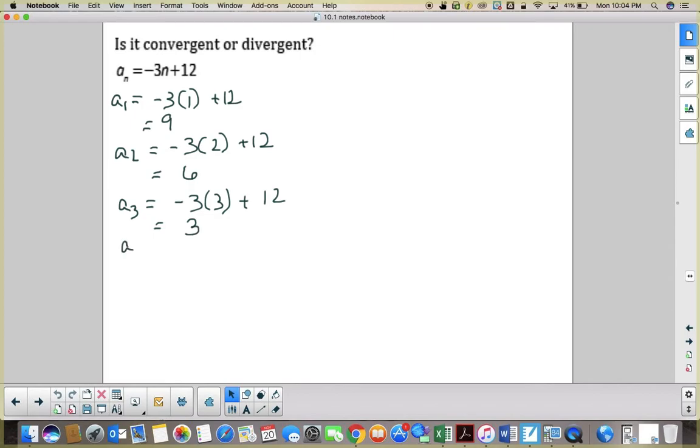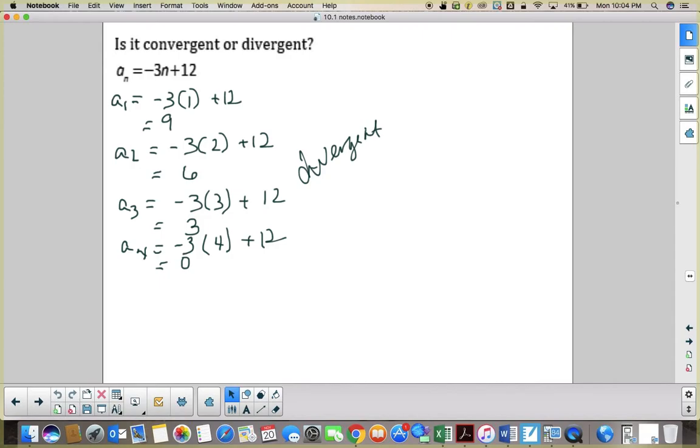Let's try another one to see, because currently I don't know if I'm approaching anything. Negative 3 times 4 plus 12 equals 0. We're not approaching any number, so this is probably going to be divergent. This is divergent.